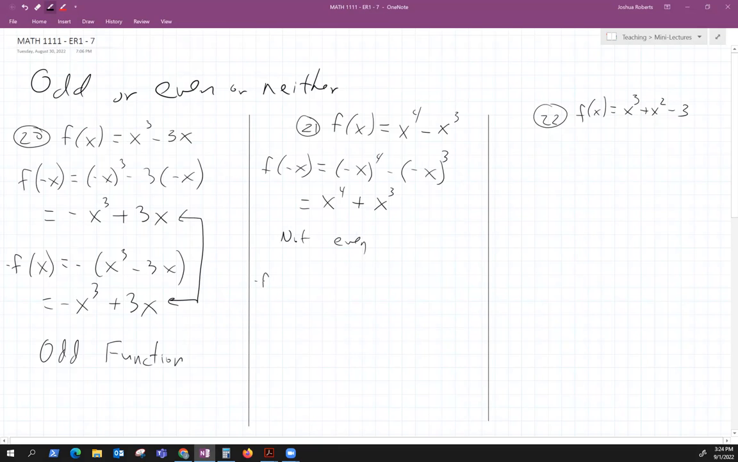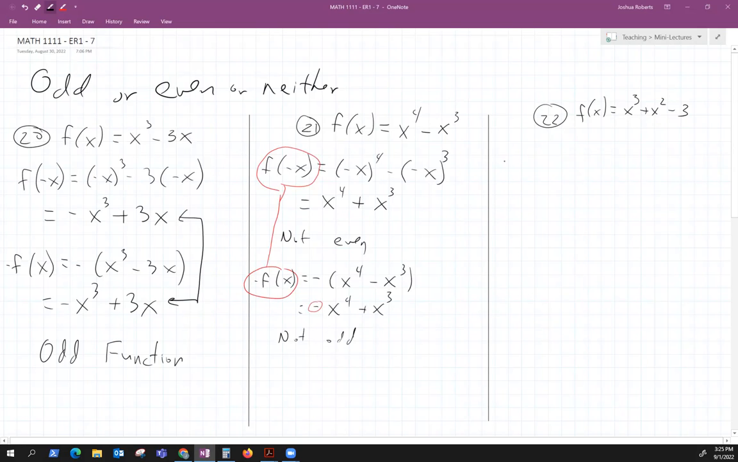If we look at negative f of x, we're going to have negative x to the fourth minus x cubed. That's negative x to the fourth plus an x cubed once I distribute. Notice that this negative f of x is not the same as f of negative x because I have this minus sign right here. So that tells us that the function is not odd. So this one is neither even nor odd.